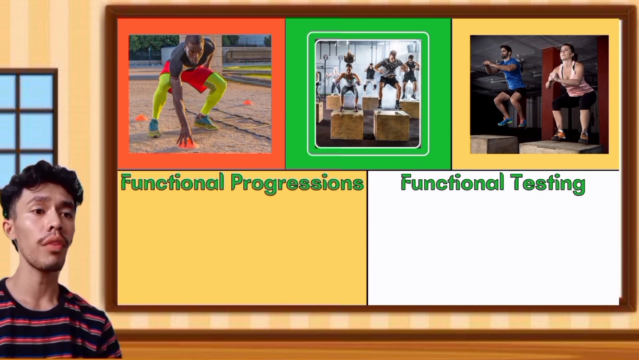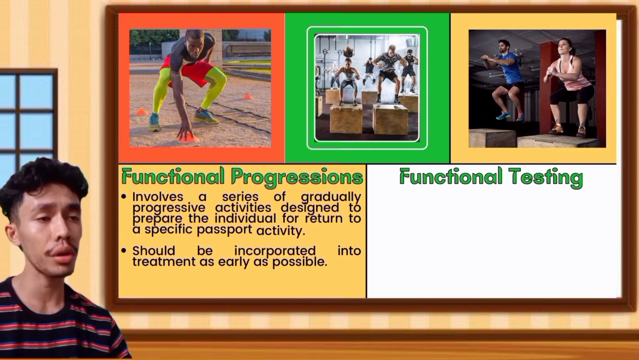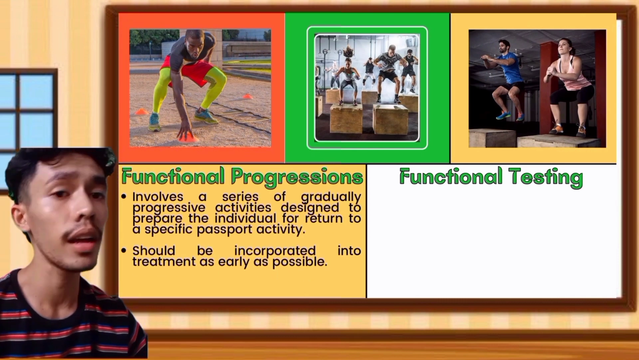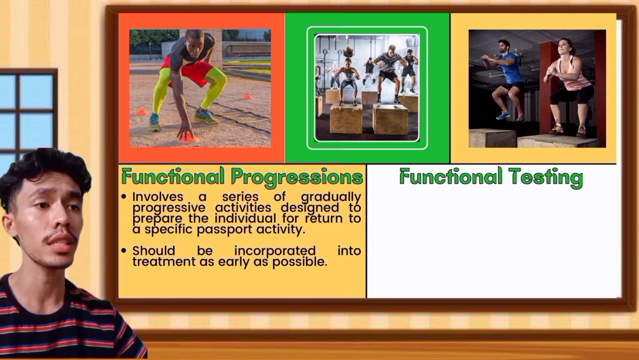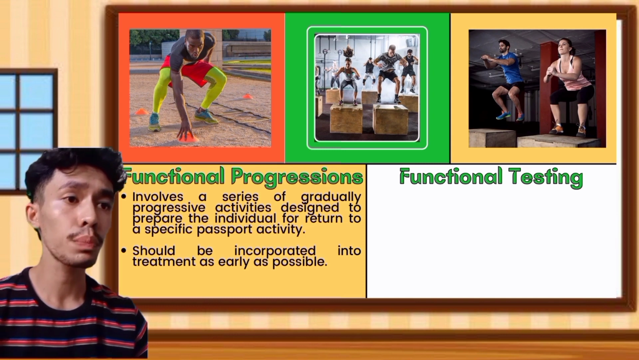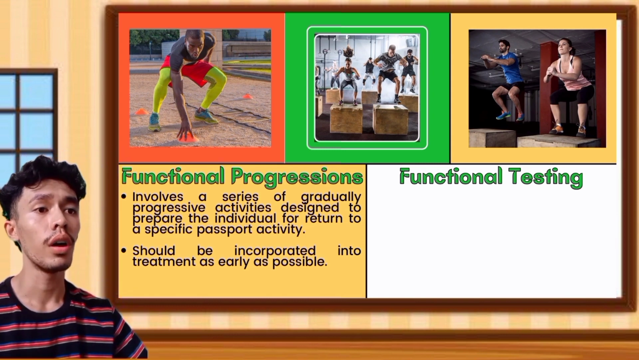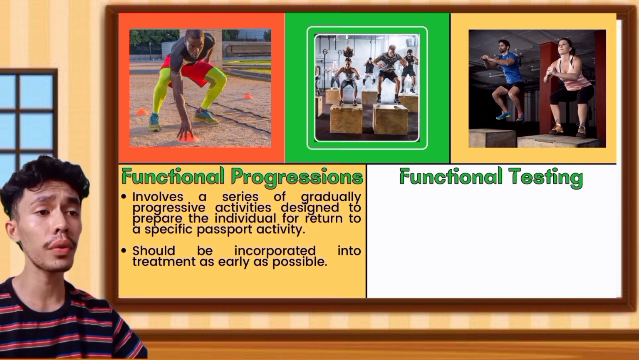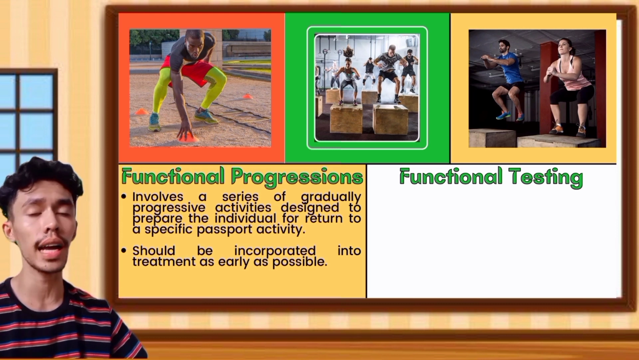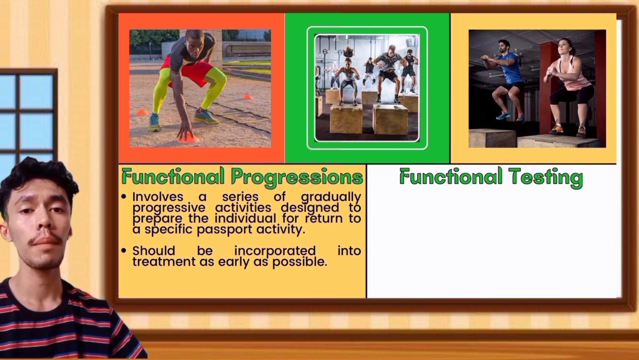So first is functional progression. It involves a series of gradually progressive activities designed to prepare the individual for return to a specific sport activity. So sport-specific skills are broken into separate components. So the athlete works to reacquire the skill over time. It should be incorporated into treatment as early as possible, and the athlete's physical tolerance must be monitored.